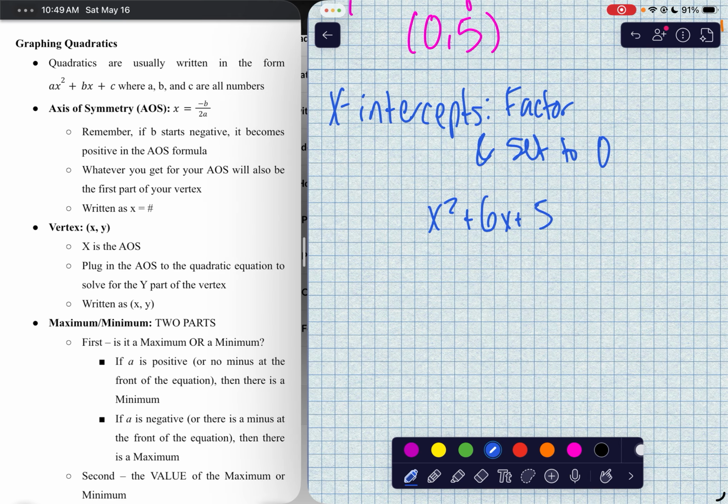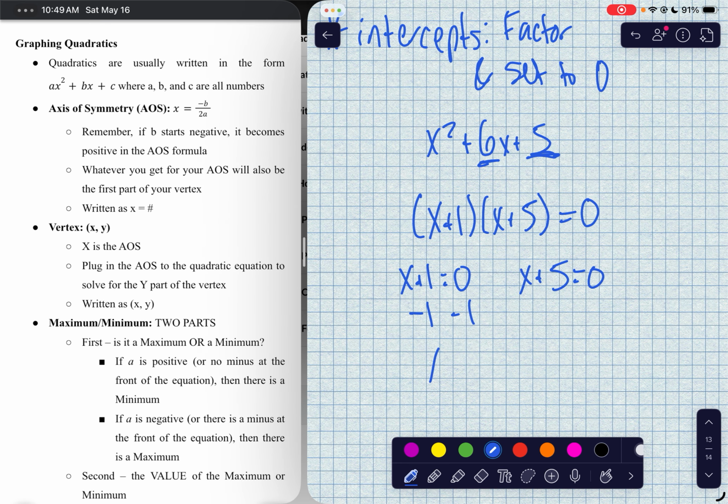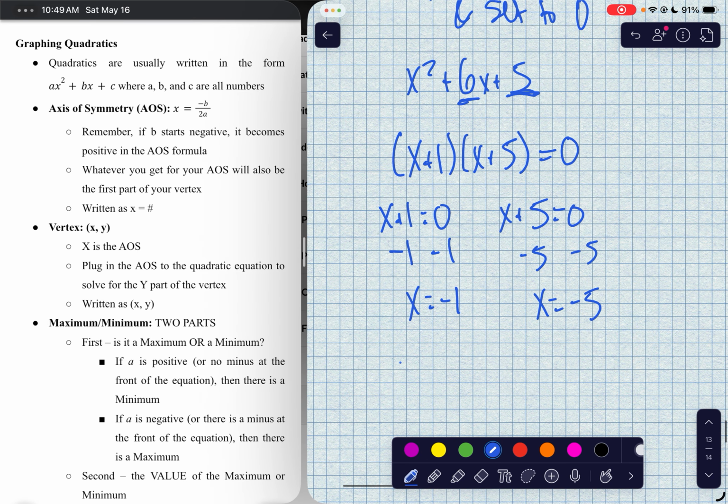So what factors of 5 give us 6? Well, that's going to be 5 and 1, right? So (x + 1)(x + 5). Set those equal to 0. x + 1 = 0 and x + 5 = 0. And I get x = -1 and x = -5. So that means my x-intercepts are at x = -1 and x = -5.